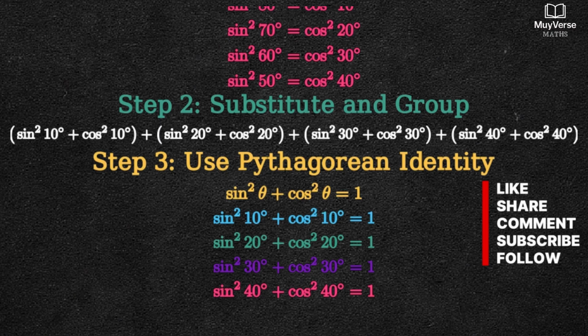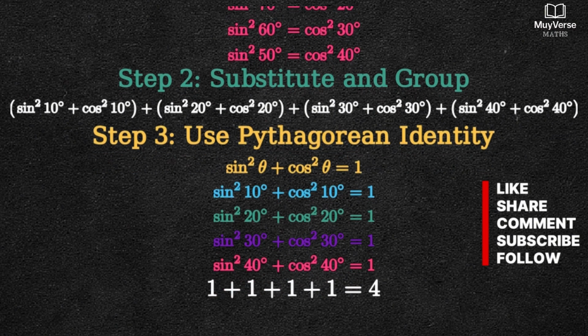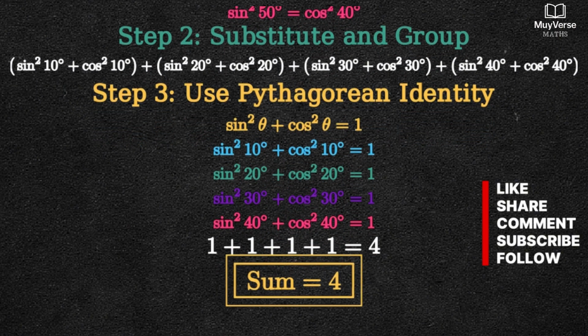Finally, add the 4 ones. 1 plus 1 plus 1 plus 1 equals 4. So the value of the entire sum is 4.